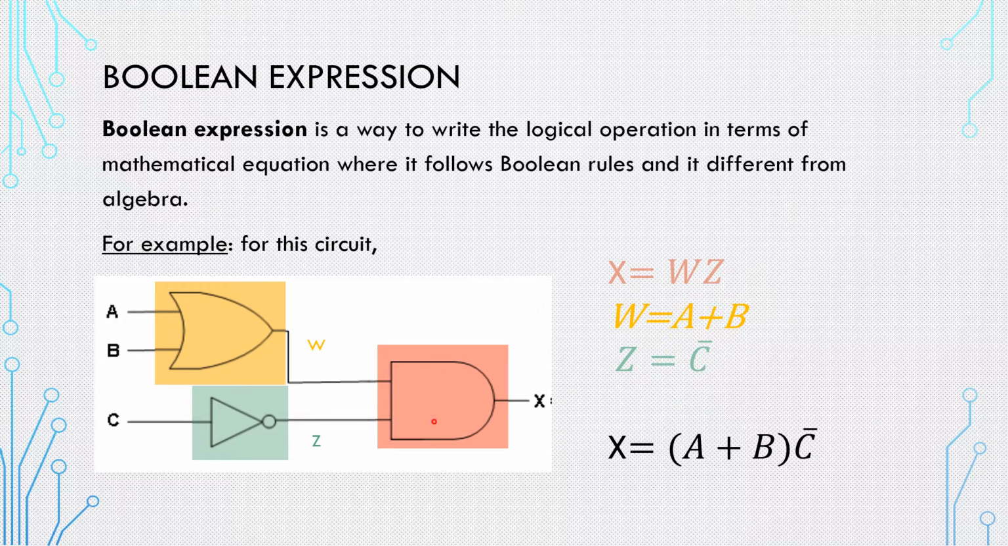So it's just a matter of knowing the individual gate expression, and then you can substitute back in order to represent X as ABC. So you want to find the relation between inputs ABC with the output.